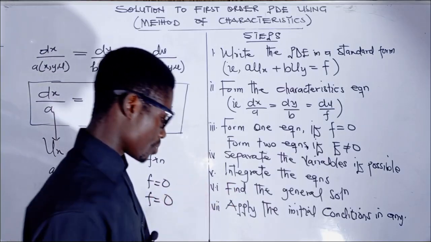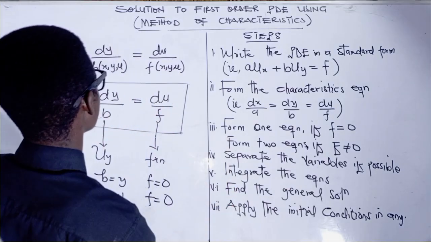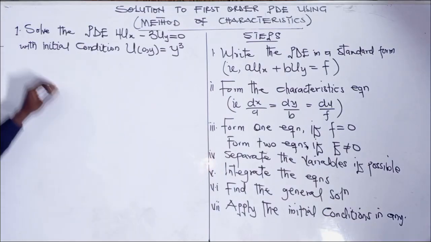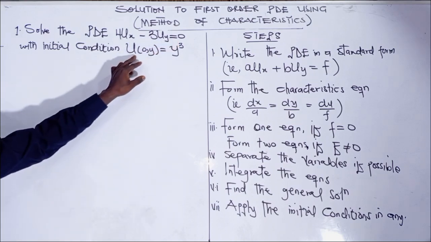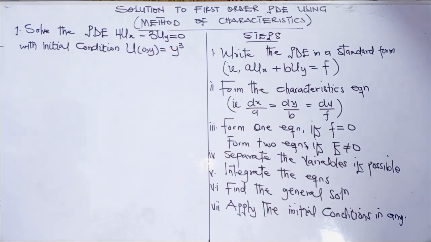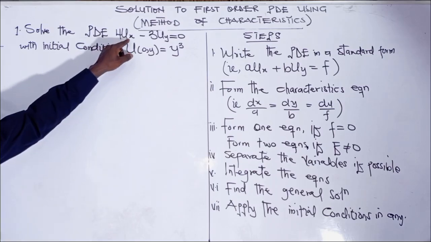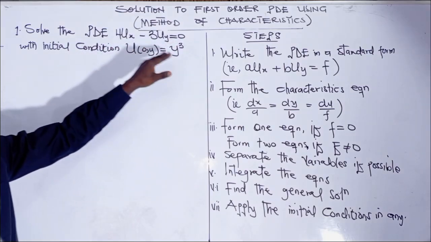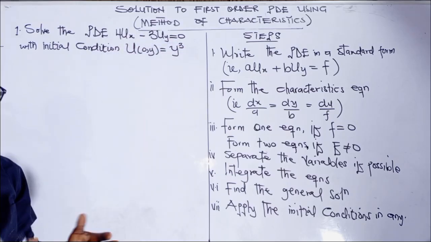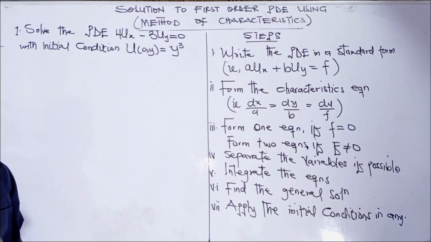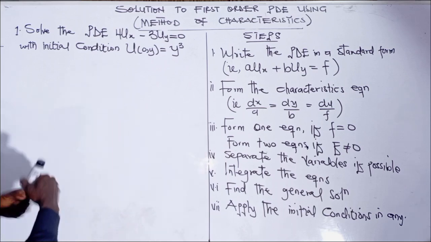So let's look at an example. We want to solve the PDE 4ux minus 3uy is equal to 0 with the initial condition u of 0,y is equal to y cubed. So when we look at this, we have 4ux minus 3uy is equal to 0. This is a first order linear homogeneous PDE with constant coefficients. So we can make use of the directional derivative as well. We can also make use of the method of characteristics to solve it. Since we are looking at the method of characteristics, we are going to use it to solve it.